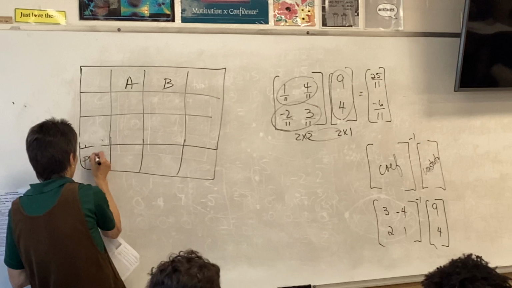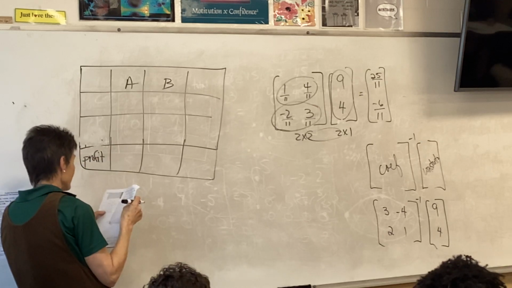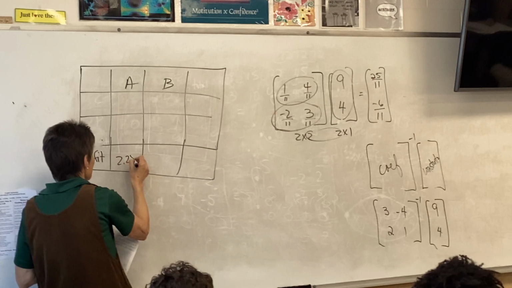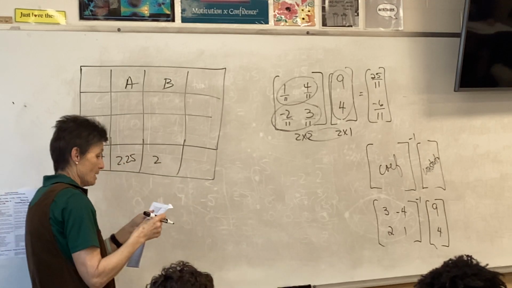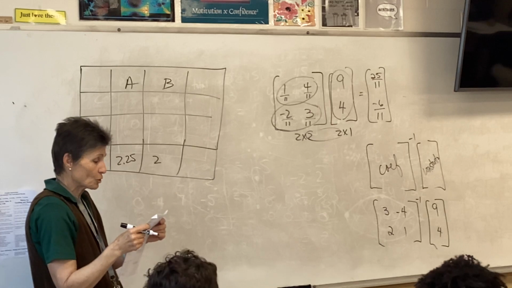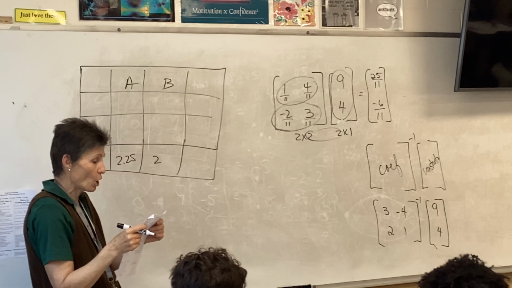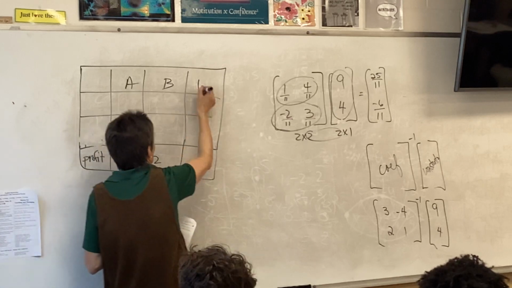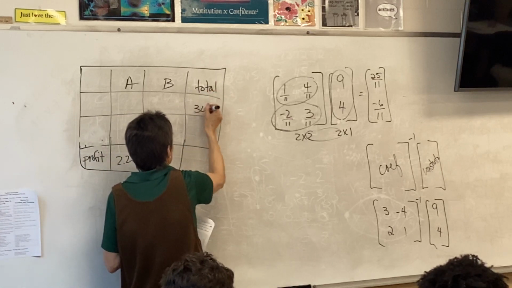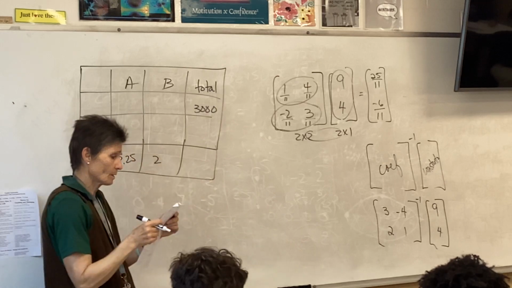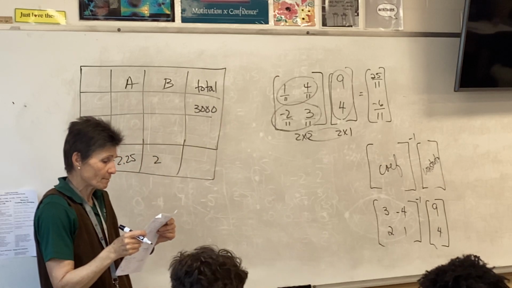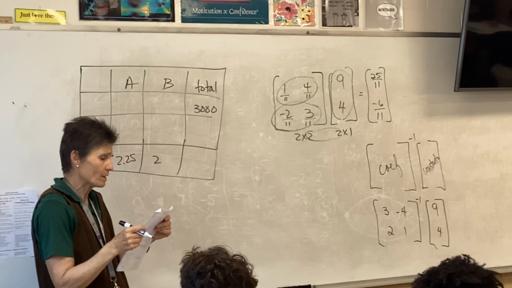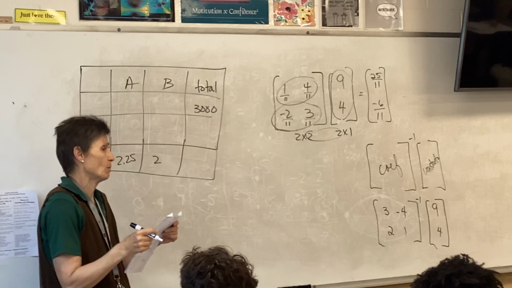So I need to know my profit. They tell me my profit is 225 and 2. Demand information requires that the total number of units produced be no more than 3,000. So total units can't be more than 3,000. The number of units of product B has to be greater than or equal to half the number of product A.